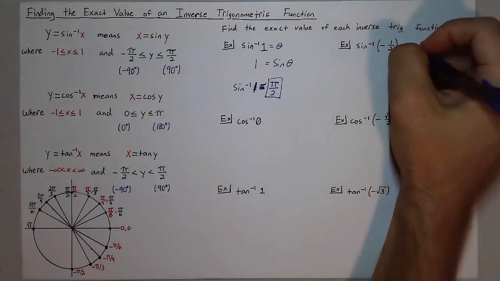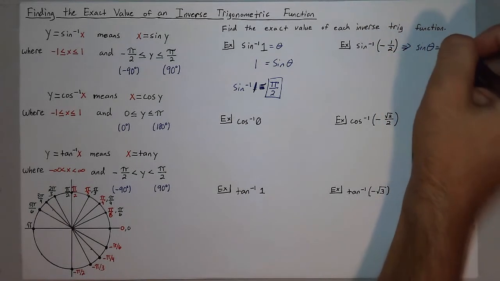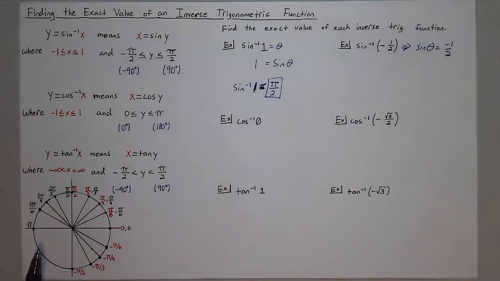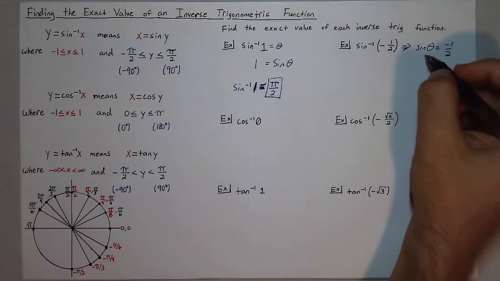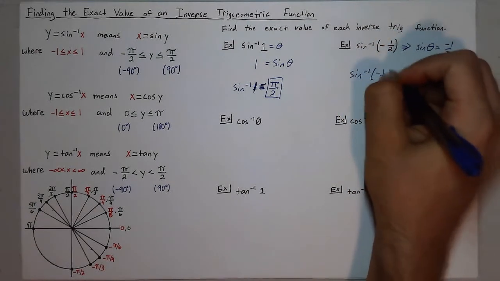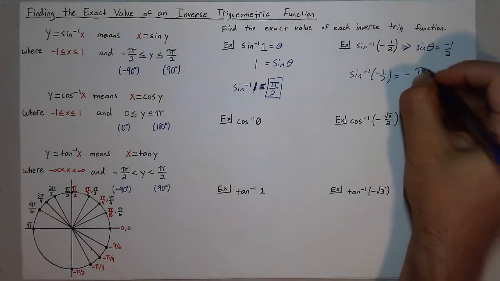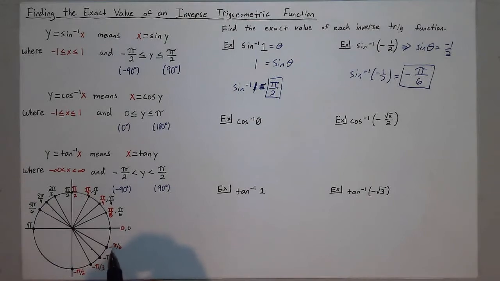Now, if I was looking at this problem here, what that means is what angle would make sine equal to negative 1/2? Now, sine is negative in both the third and fourth quadrants, but we're going to focus on this fourth quadrant and use these negative angles. So usually this would be 11 pi over 6 on the unit circle, but we're going to use negative pi over 6 as the angle that would make sine negative 1/2. So sine inverse of negative 1/2 is equal to negative pi over 6, since that would be the angle that would yield that value for sine.